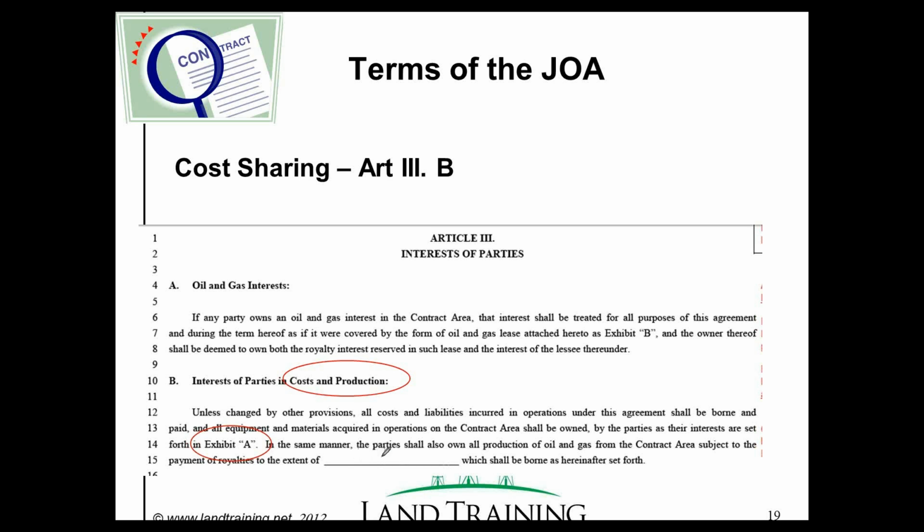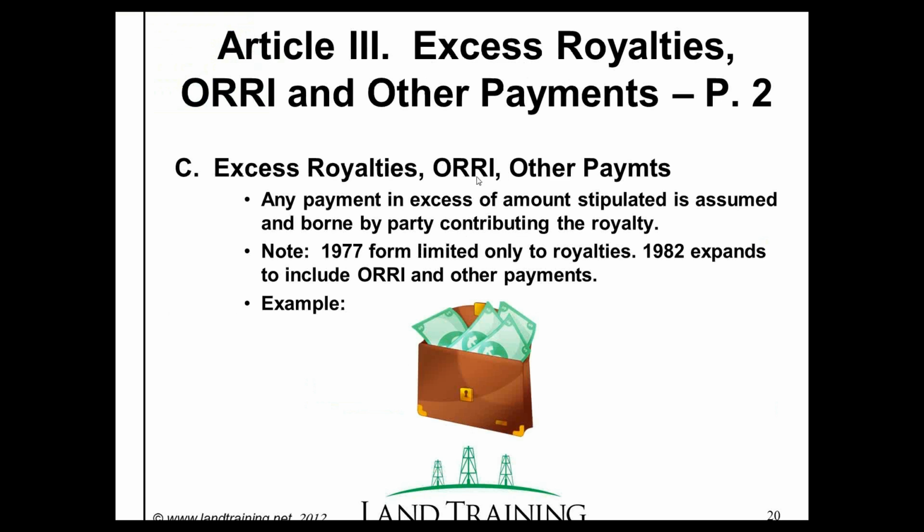Let's use 1/8 here, so that'll make it easier. So let's look at what this excess royalty is. Excess royalties are any payment in excess of that amount stipulated. So any payment in excess of that 1/8, for example, has to be paid by the party contributing that royalty. So if you grant someone a 3/16 royalty, you're going to pay the difference between 3/16 and 1/8. The operator will pay the 1/8, and you will have to pay any additional amount.